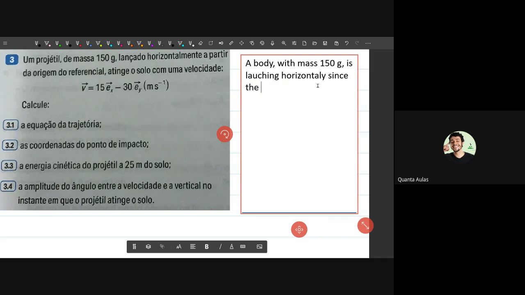since the origin, the referential, hit the ground with a velocity v equals. But I will draw this. Calculate 3.1, the move equation. Do you wanna know the move equation? The point of the impact.